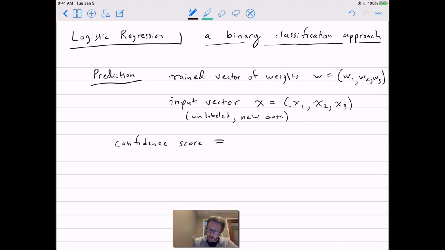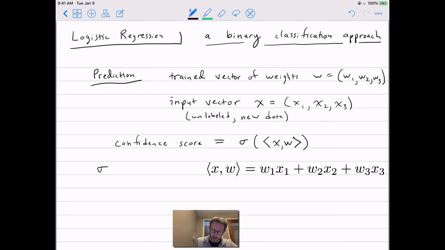The confidence score is going to be, I'm going to write this in a few different ways. I'll use a function sigma, which I will define in a minute. Sigma of the dot product between X and W. Okay, that's the confidence score. So let me define the terms here. Sigma of X, this is called the sigmoid function, is 1 over 1 plus e to the negative x.